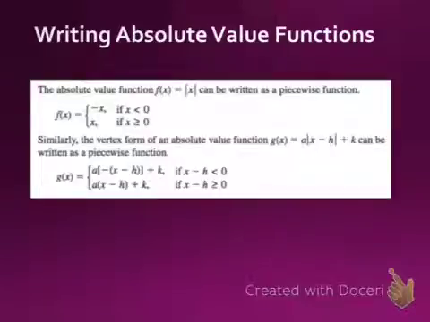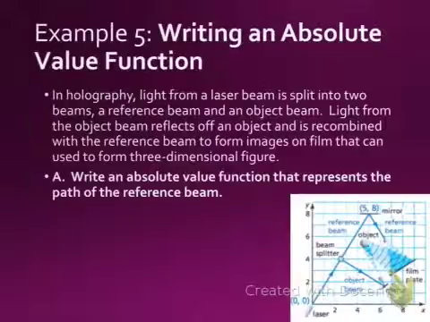Now, what about writing absolute value functions? The absolute value function, f of x equals the absolute value of x, can be written as a piecewise function. If you notice, when we were graphing with Clever, it kind of made us do that. It made us graph one line, and then it made us graph the other line. So you've kind of already been starting this. It also shows on here the vertex form of an absolute value function. This whole a times the absolute value of x minus h plus k can be written as a piecewise function, the same as just the regular absolute value can be.